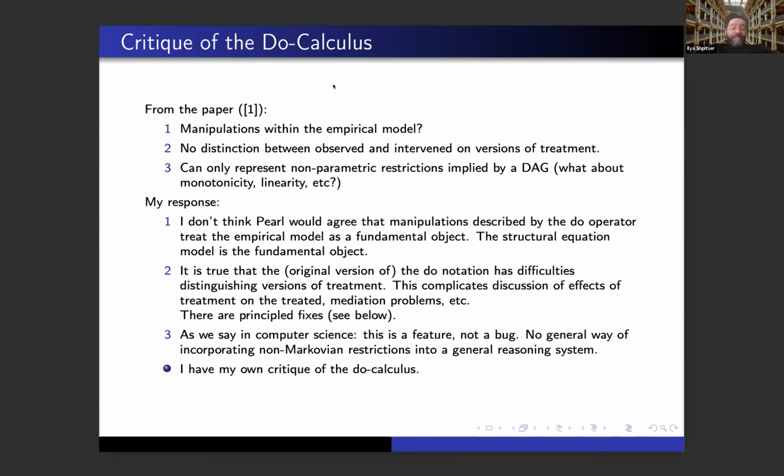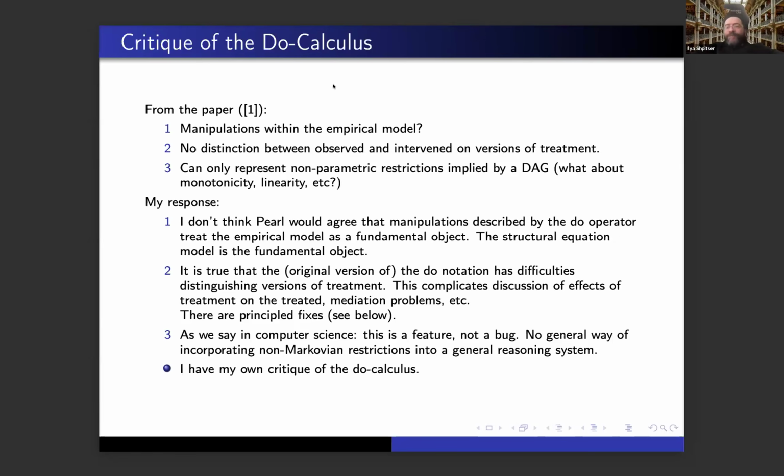As far as representing restrictions other than non-parametric Markov ones, as in computer science, we would say that's a feature, not a bug. It's because there is no general way to incorporate these kinds of restrictions into a general reasoning system. So Rodrigo mentioned that do calculus is complete, and so it's very difficult to get complete reasoning systems. But of course, nothing is to stop us from incorporating them on top of the graph. And again, people have done this all the time.